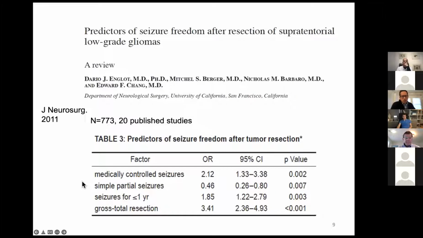So we looked at this in meta-analysis later, and this was validated from multiple studies around the world. 20 published studies were included in this meta-analysis in 2011, and there's been a lot of work on this that has, again, validated this kind of approach.